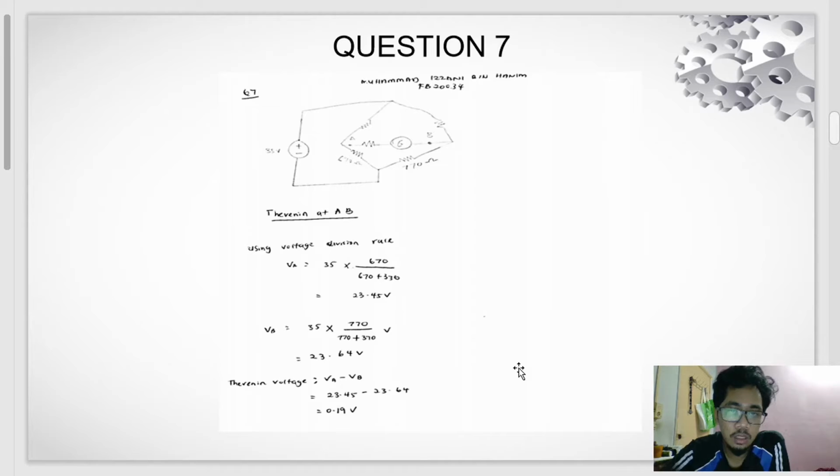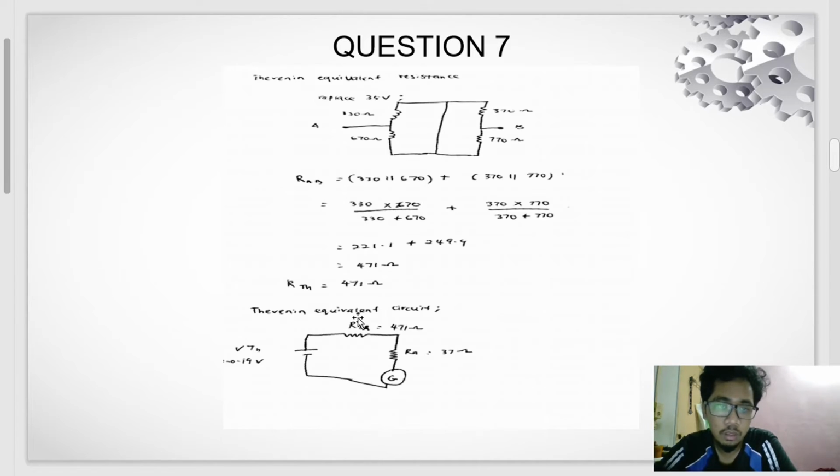Question 7 requires using the galvanometer, which is the Thevenin A and B. So VA is 23.45 volt, and by voltage division VB is 23.64 volt. So the Thevenin voltage, which is VA minus VB, I can get is 0.919 volt.